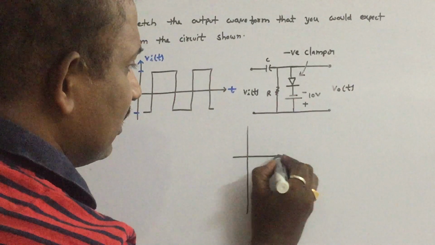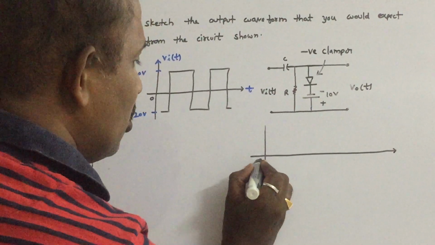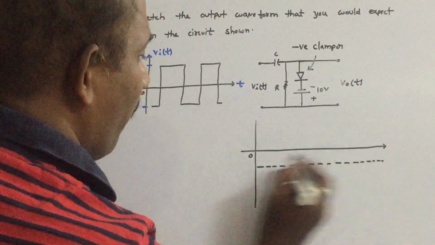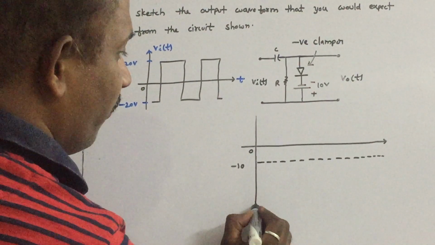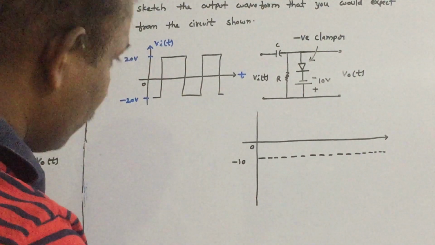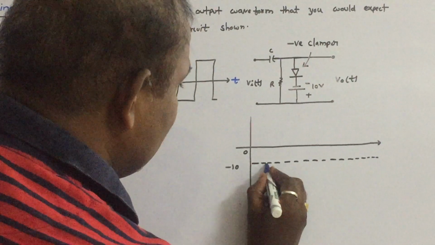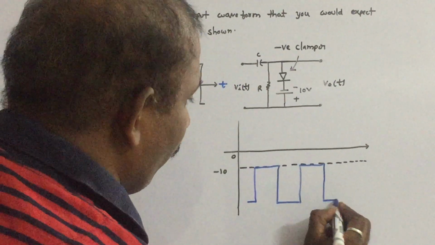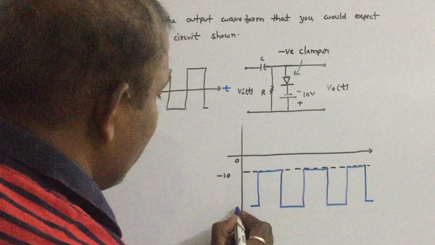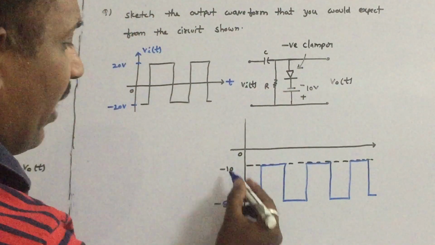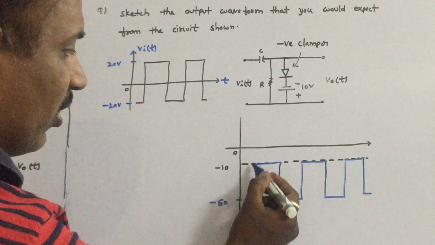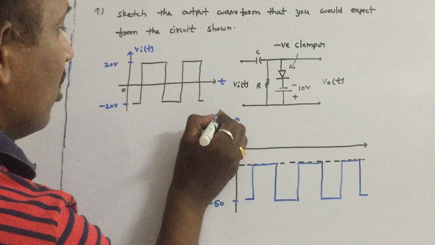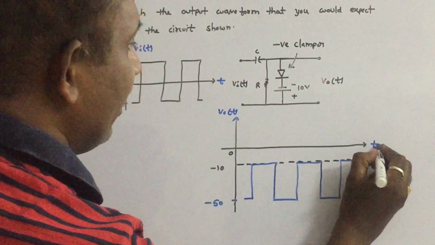So what you have to draw? This is 0. Just take a reference line of -10. So draw the square wave like this. What is this voltage? This voltage will be definitely -50. So that is -50, minus of -10. So therefore the peak to peak amplitude will remain as 40 volts. So this is the output we have to draw. So V0 of t versus t.